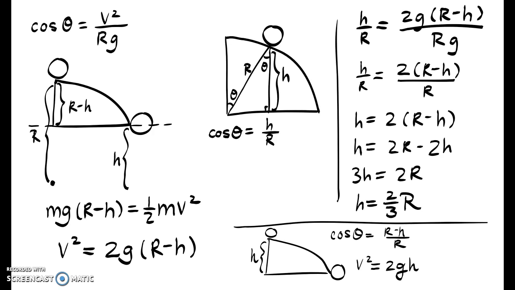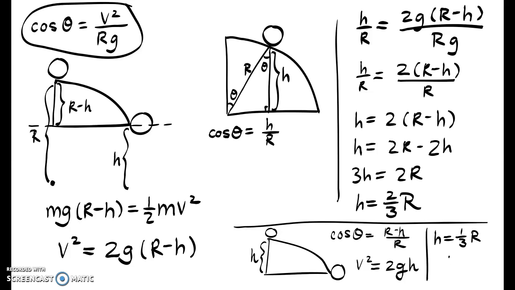However, if we put these two new values into our equation of their relationship, namely cosine of theta is equal to v squared over rg, we would have gotten the same answer. However, in this case, we would not have gotten that h would equal 2/3 of r, since we're defining h differently. Rather, we would get that h is equal to 1/3 of r.